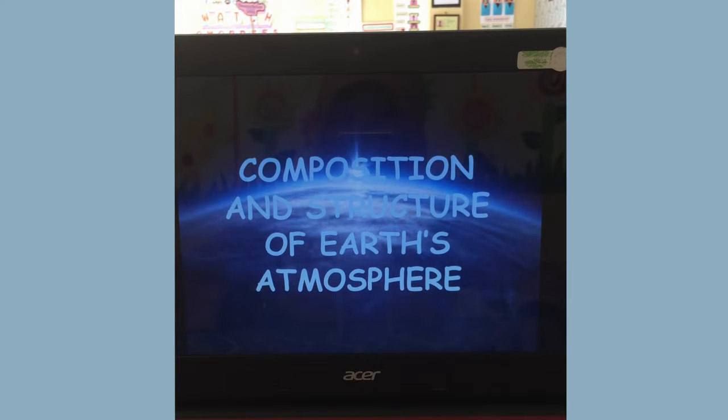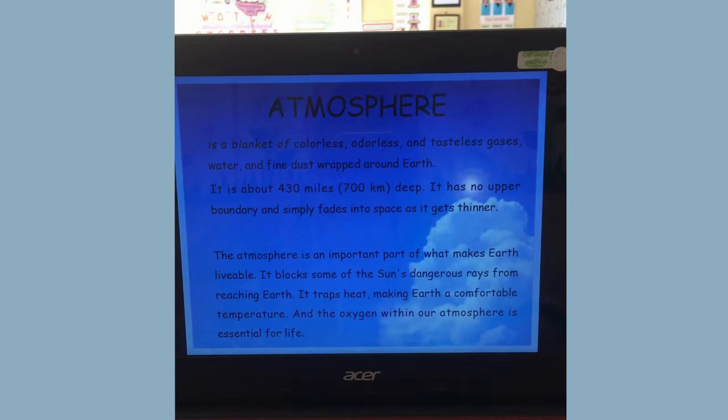So here are the composition and structure of Earth's atmosphere. First, the atmosphere is a blanket of colorless, odorless, and tasteless gases, water, and fine dust wrapped around Earth. It is about 430 miles or 700 kilometers deep. It has no upper boundary and simply fades into space as it gets thinner.